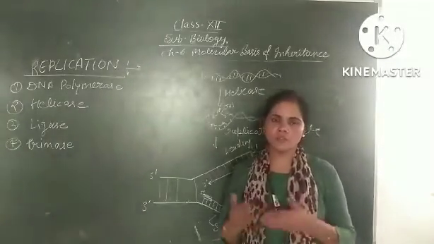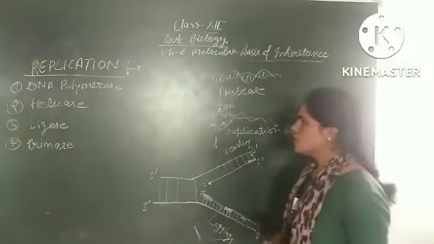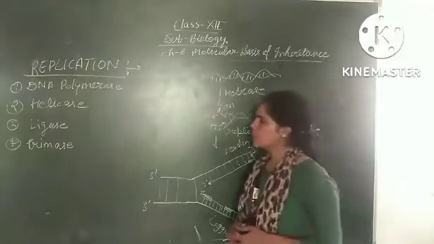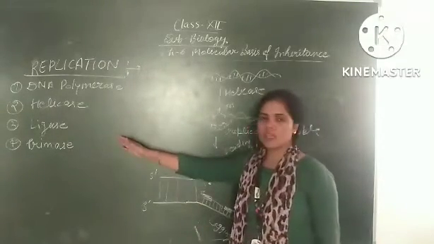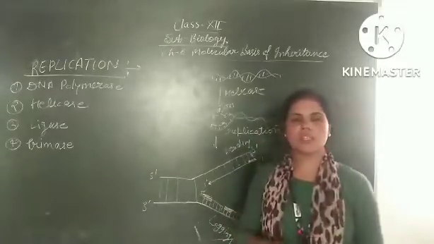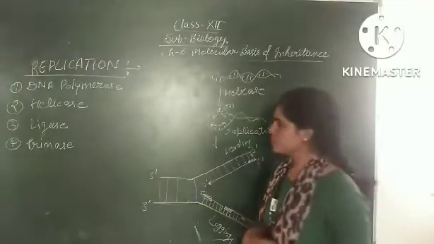Formation of DNA from the DNA strand. In this replication process, the cell uses four types of enzymes: DNA polymerase, helicase, ligase, and primase. DNA polymerase helps in joining the nucleotides on the DNA strand.